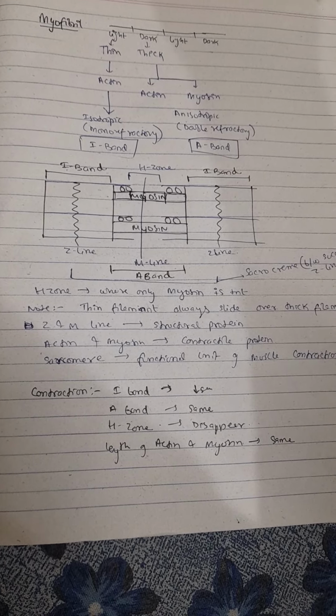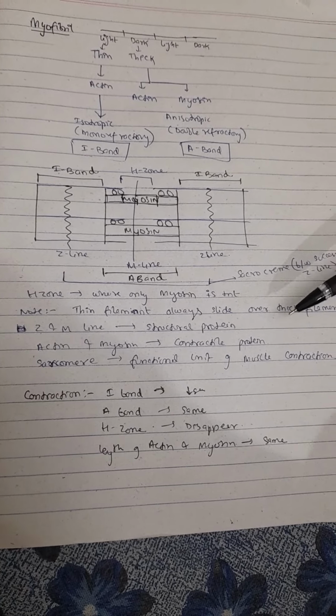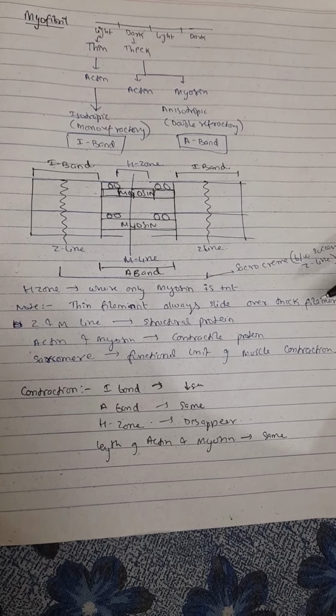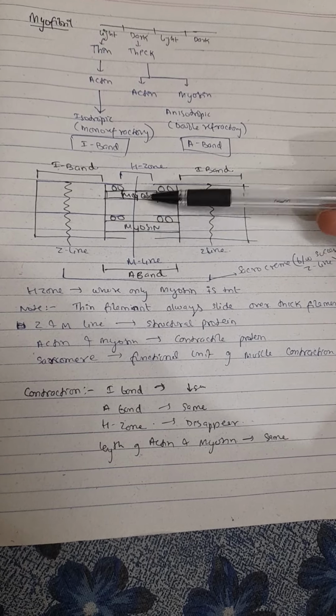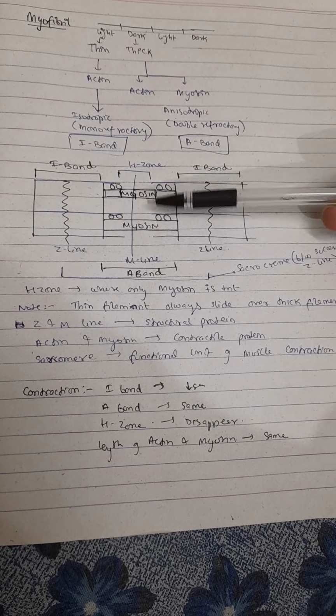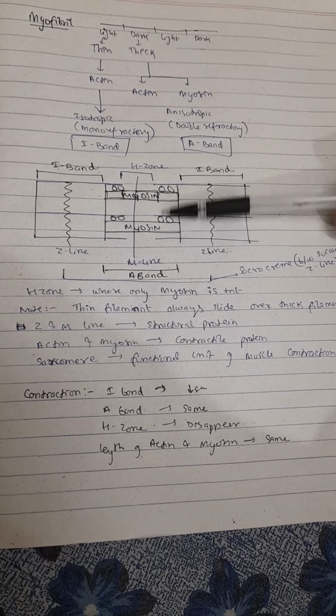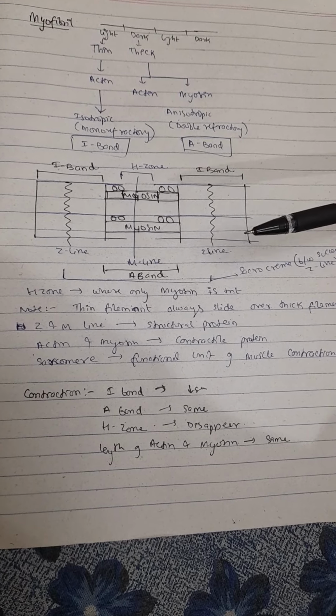Now what you have to remember is that the thin filament always slides over the thick filament. Here the thin filament, that is actin, always slides over the thick filament, that is myosin. Myosin isn't going anywhere, it will remain in that place, but actin will slide over. That you'll get to know in the mechanism, obviously.